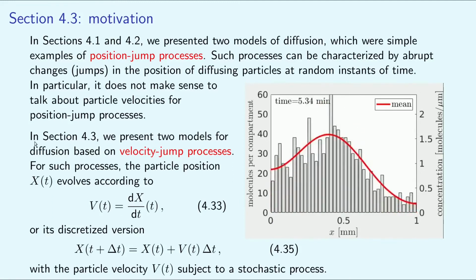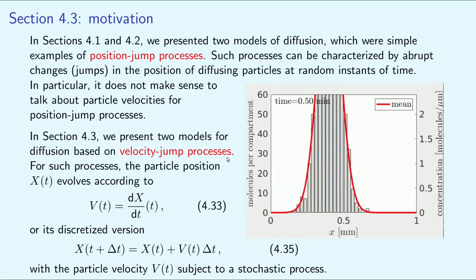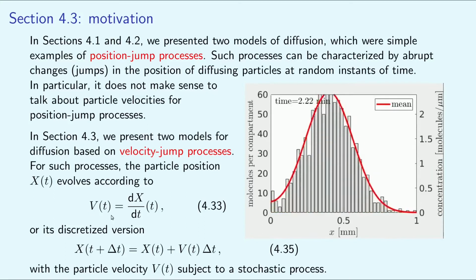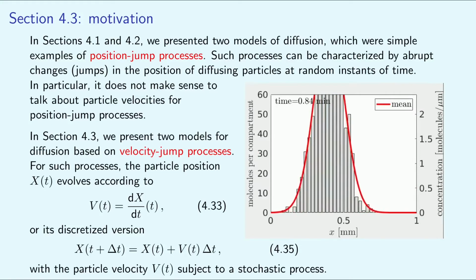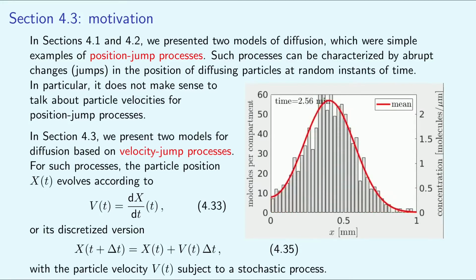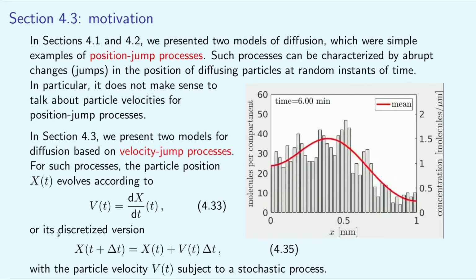In section 4.3, we present two models for diffusion based on so-called velocity jump processes. For such processes, the particle position x(t) evolves according to this equation or its discretized version, which is written with the help of the finite time step delta t, and the particle velocity v(t) is subject to a stochastic process. I should note here that v(t) denotes the velocity in this lecture, and later in chapter 8 when we discuss microscopic modeling of Brownian motion. In particular, we will not use v to denote variances as we did in some previous lectures.